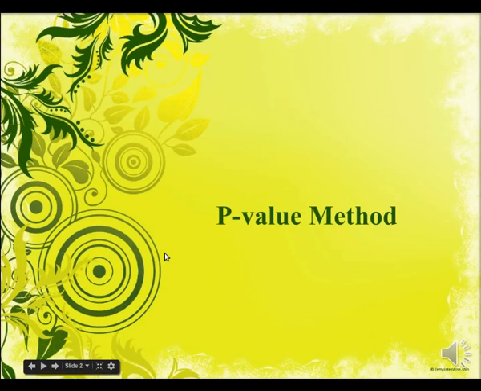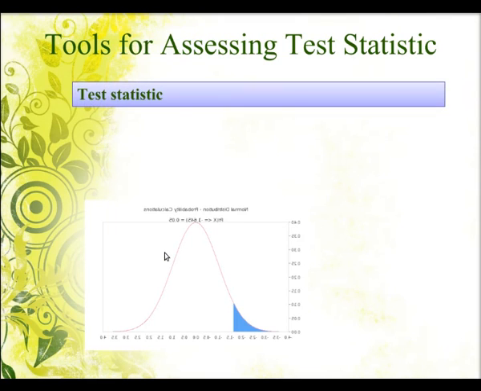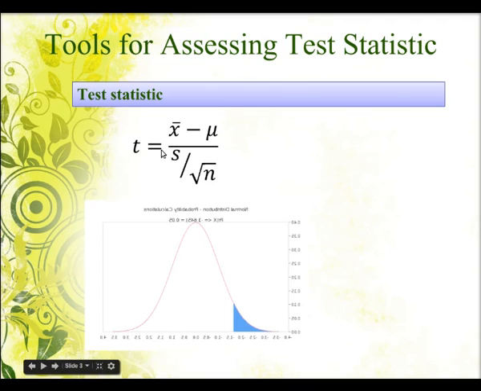So first of all, let's look at the p-value method. The test statistic we'll use when we're testing a claim about a mean is this t-test statistic. X bar, of course, will be our sample mean. Mu is our population mean. S will be our sample standard deviation. And n, of course, is our sample size.